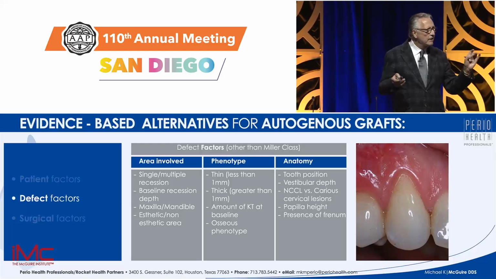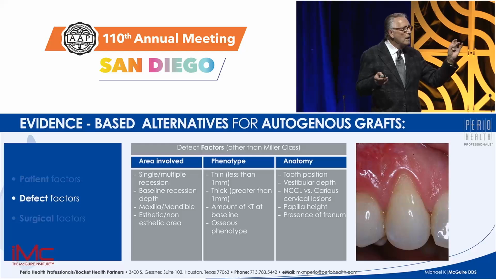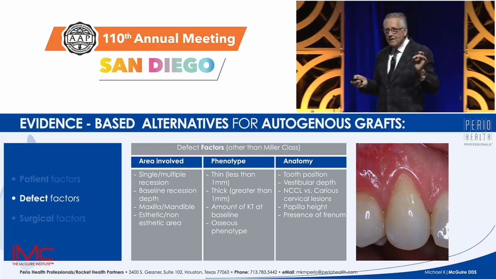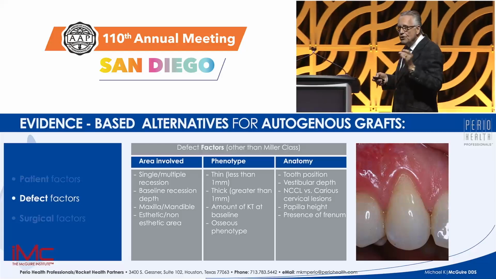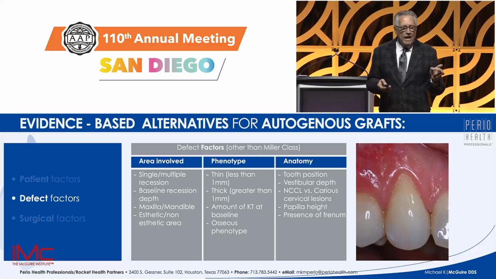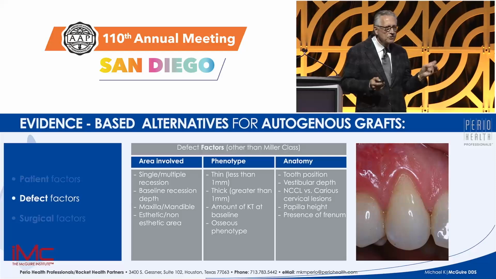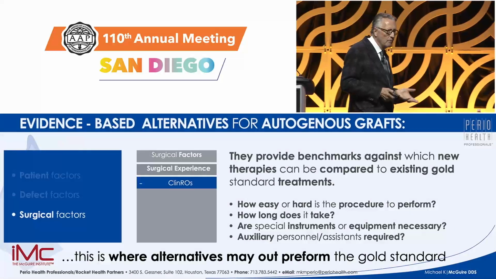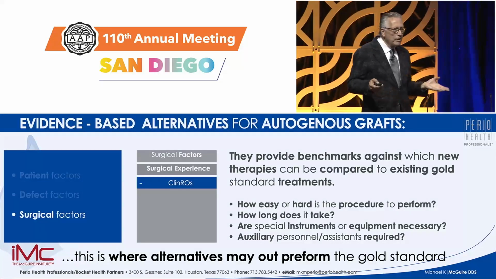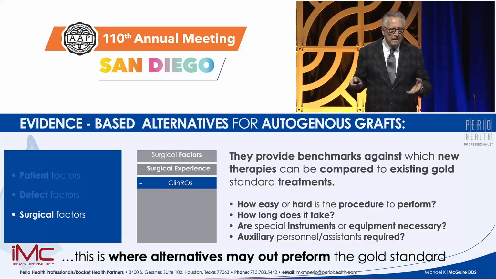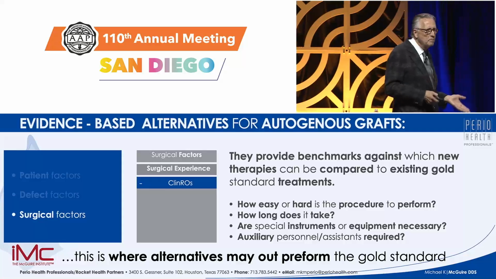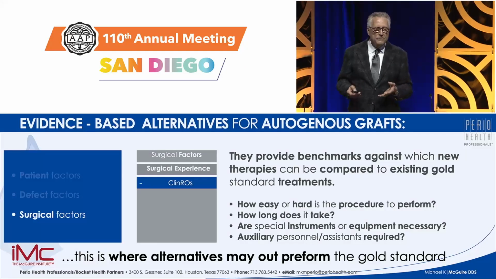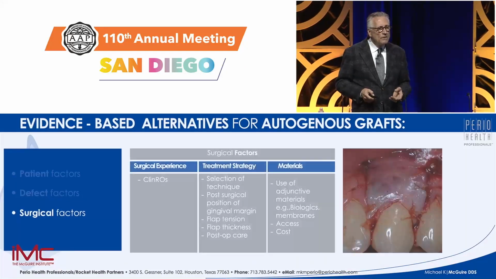For example, if your defect factor is a lack of keratinized tissue, choose an alternative that's good at creating keratinized tissue. If one of your defect factors is a thin phenotype, choose a graft that's predictable at thickening phenotype. Surgical factors. What are your clinician-reported outcomes? How easy or hard is this to do? Do you need special instruments to do this? Do you need special auxiliaries? This is where alternatives may actually outperform the gold standard.